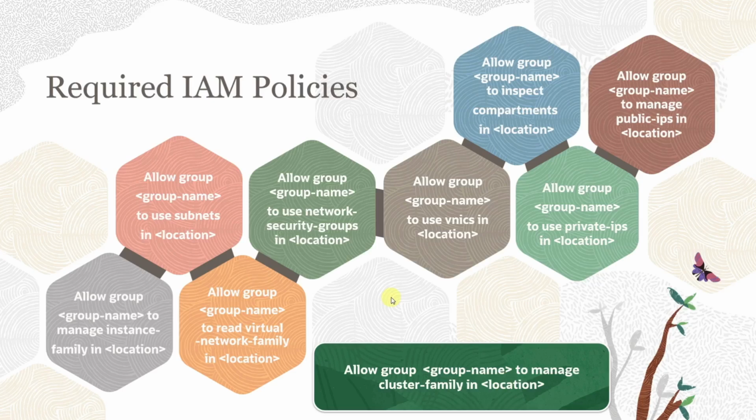Also note that the specific type of cluster you are working with may influence the necessity of certain required policy statements. For VCN native clusters where the Kubernetes API endpoint is fully integrated within your VCN, the use of private IPs policy is always required. However, the use of public IP policy statement is only essential if you have selected the option for the cluster to have a public IP address. Additionally, when dealing with clusters where the public Kubernetes API endpoint is in an Oracle managed tenancy, you won't need the use VNICs, use private IPs, and manage public IPs policy statements.